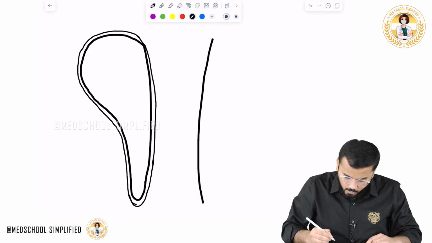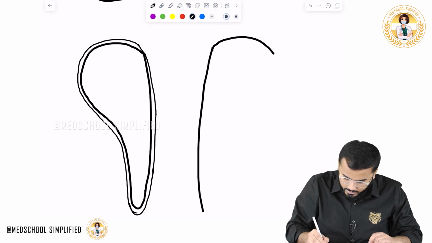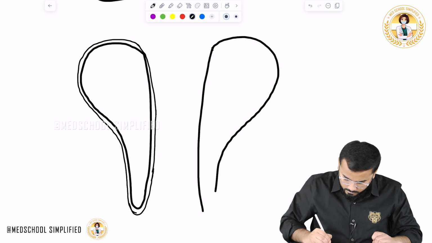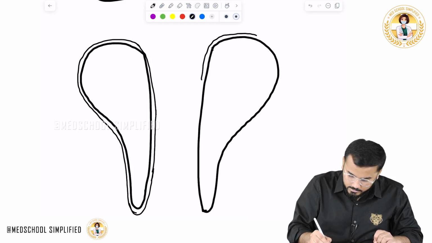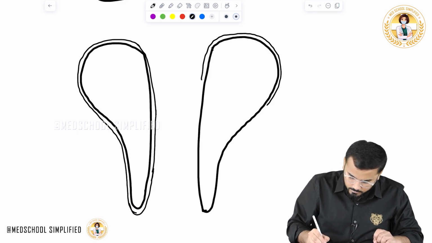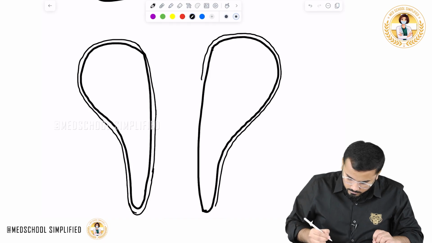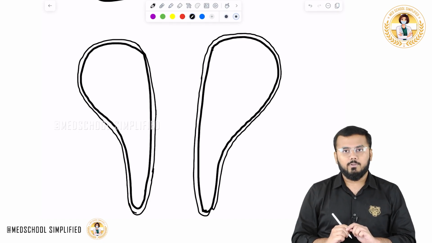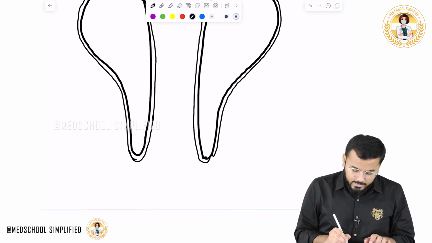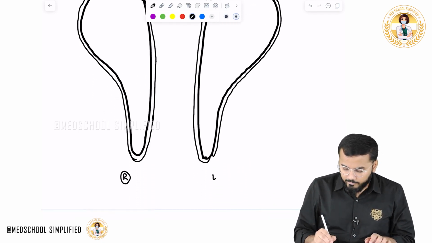So this picture which I am drawing right now is the root of your left lung. Root of your left lung, like this. So one is the root of your right lung, another one is the root of your left lung. Now exactly here, this is your right lung root, this is the left lung root.